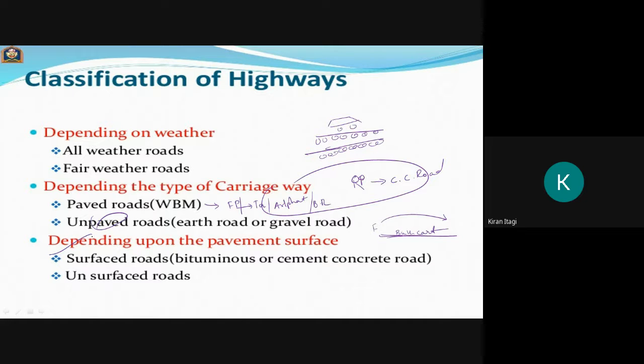Next, depending upon the pavement surfaces, that is bituminous or CC road, that is flexible pavement and rigid pavement. And an unsurfaced road will be the Macadam road. Macadam road means the wearing course or top course is not provided in the unsurfaced road.